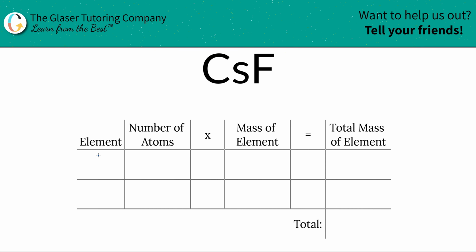Take a look. So the first thing is I'm going to write down the elements that I see in the compound. So I have cesium, Cs, and I have fluorine, F. Next is then to write down the number of atoms. That's where the subscripts come into play. So at the bottom of each of these elements here, there is a 1. So that means there's 1 cesium and 1 fluorine.